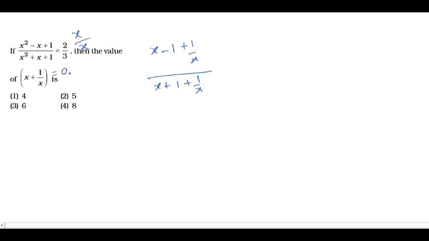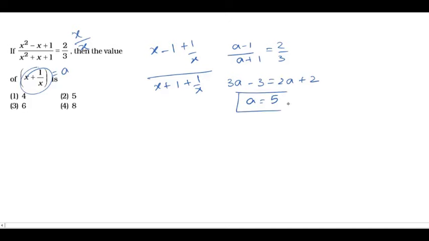But he is asking for x plus 1 by x. Let's take this whole value as some a. So here it will become a minus 1 by a plus 1, that is equal to 2 by 3. Actually you can straight away guess the answer, but let's solve it. 3a minus 3 equal to 2a plus 2. Now a equal to 5. That is the answer. A is x plus 1 by x.